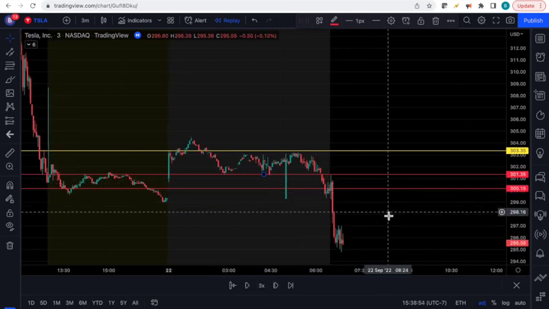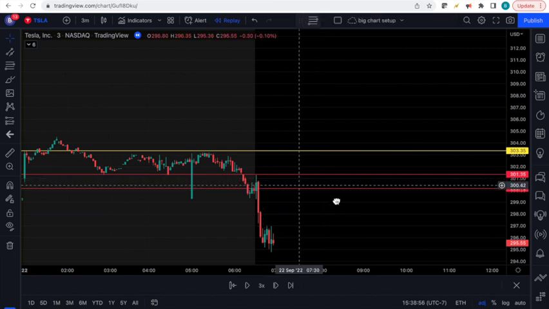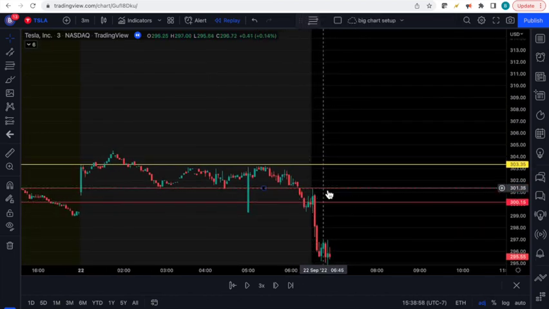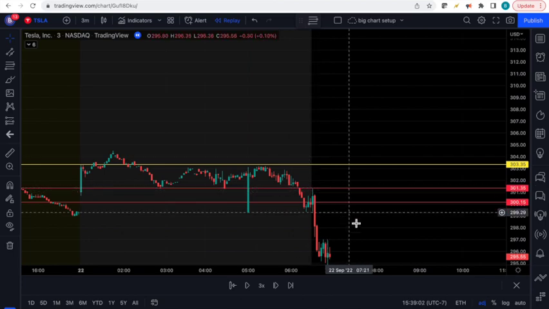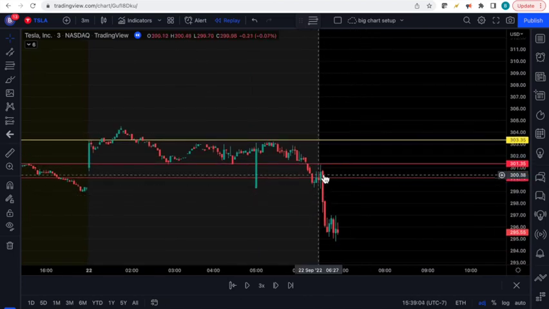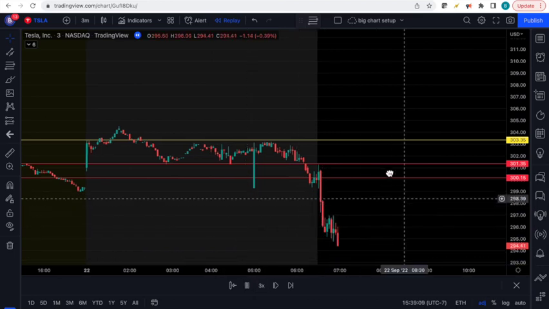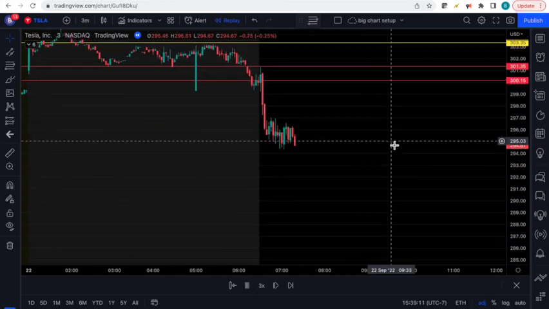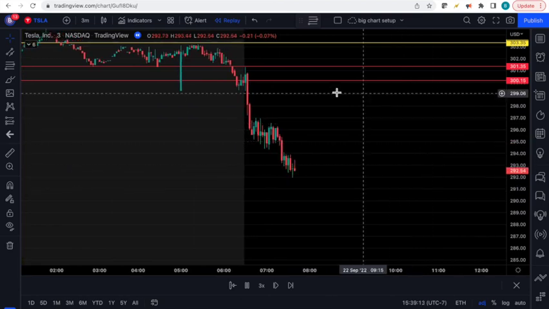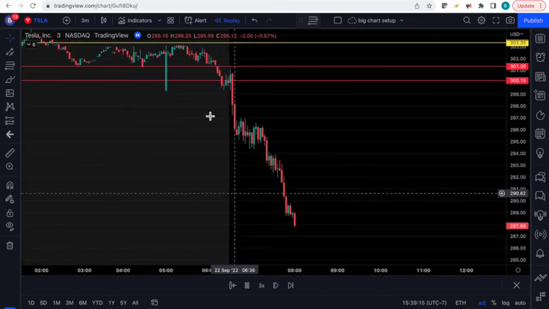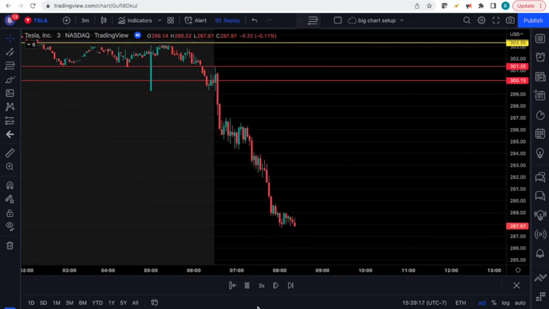Right here, this is the open. And this candle, the fact that it could not break this level that we already had marked on the chart, that signals bear. And boom, we just break right down through it. And Tesla had a lot of momentum to the downside on Thursday. But these contract prices are flying at that point.